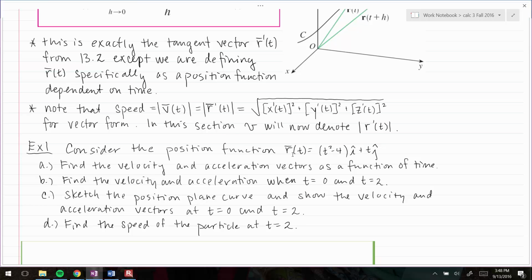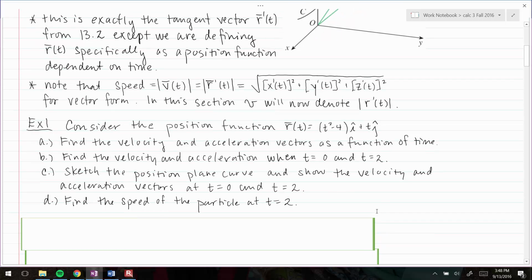Part A, find the velocity and acceleration vectors as a function of time. Part B, find the velocity and acceleration when t equals 0 and t equals 2. Sketch the position plane curve and show the velocity and acceleration vectors at t equals 0 and t equals 2. And finally, find the speed of the particle at t equals 2. So we got a lot to do.